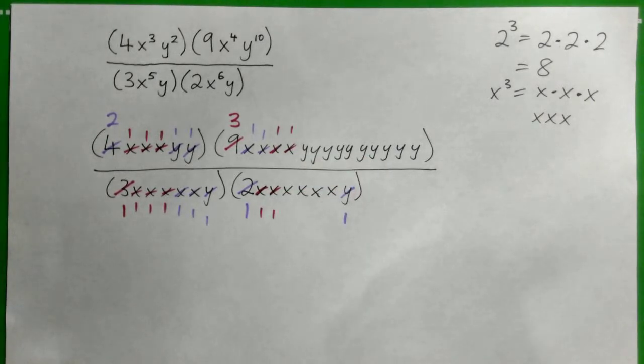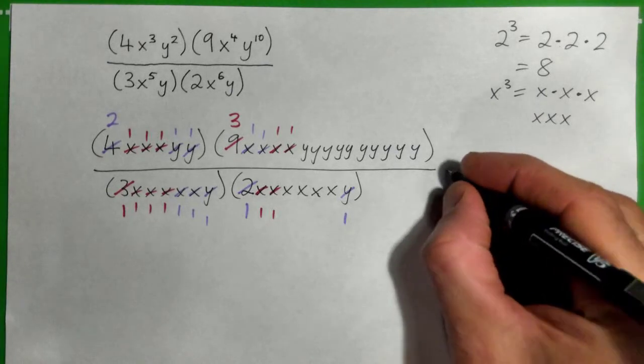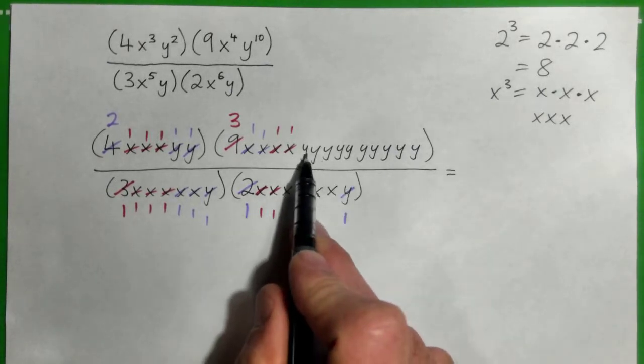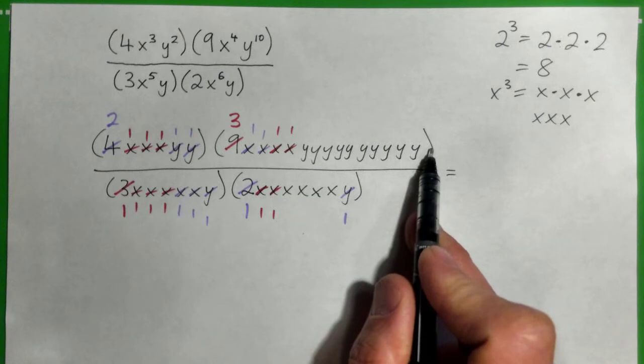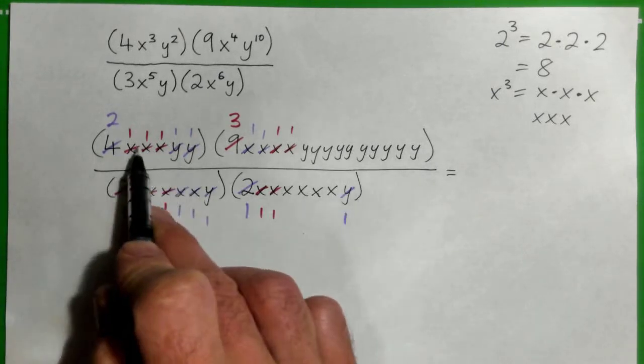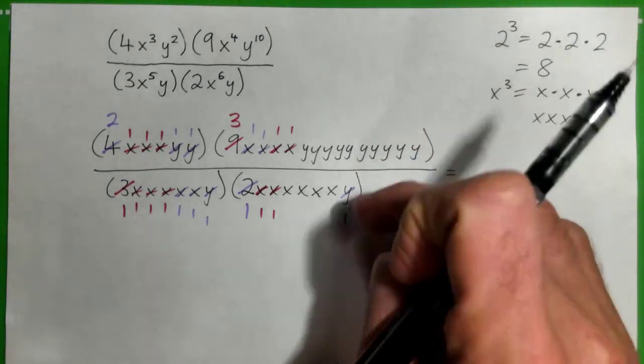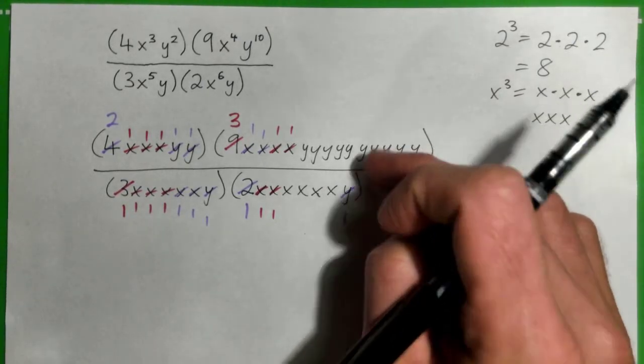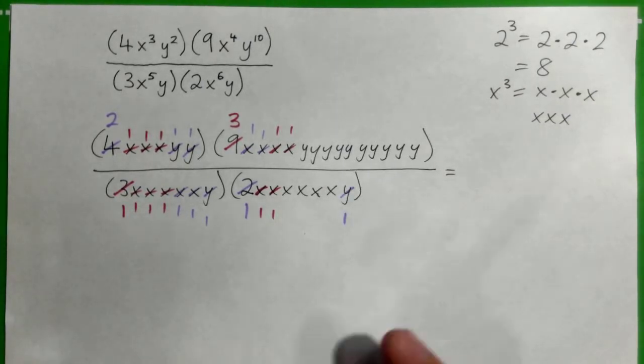Anything else? Do you see anything else we can cross cancel? So I think we're done, because there are just a bunch of y's up here now, and there are no y's here. There's a bunch of x's down here, but there's no x's on top. So we've cross cancelled all possible factors with the top and the bottom. So now we just multiply across and give our answer.